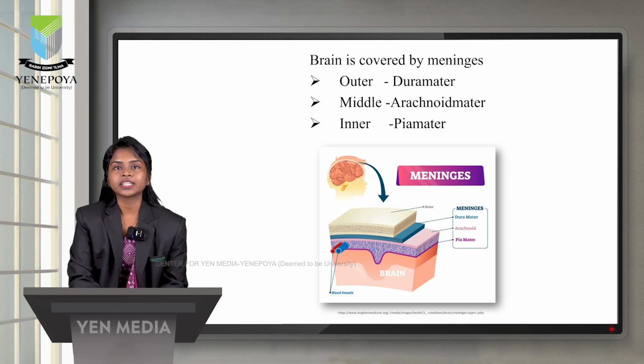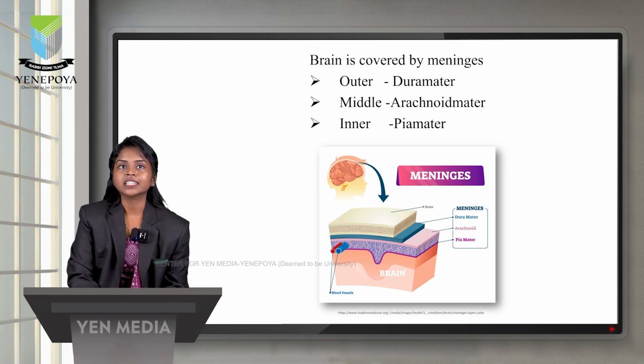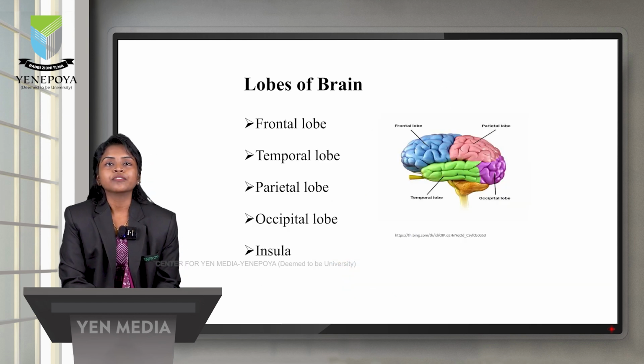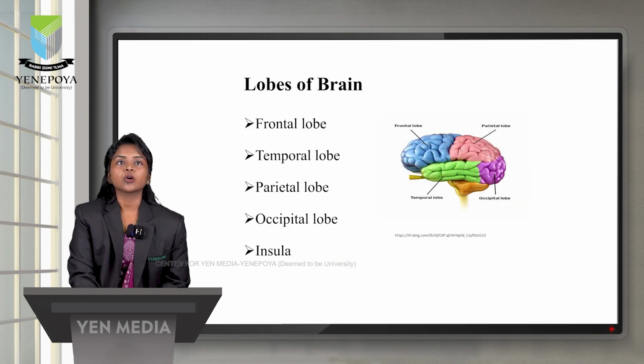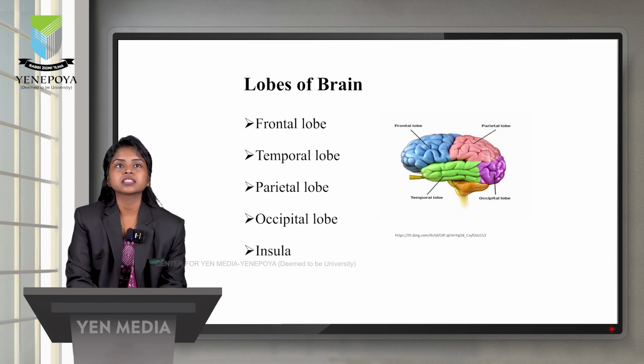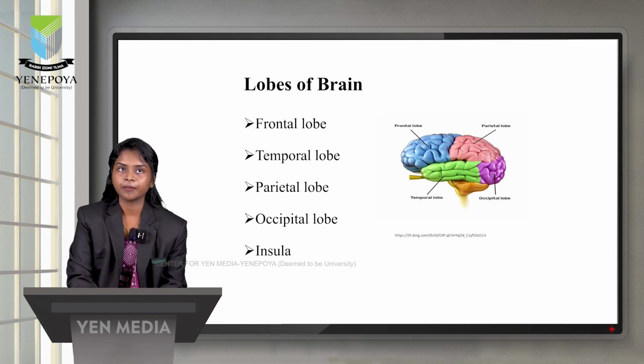There are three layers: an outer layer, a middle layer and an inner layer. The outer layer is called the dura mater, the middle layer is called the arachnoid mater, and the inner layer is known as the pia mater. So, we move on to the topic lobes of the brain. There are different types of lobes: frontal, temporal, parietal and occipital, and the final one is the insula.